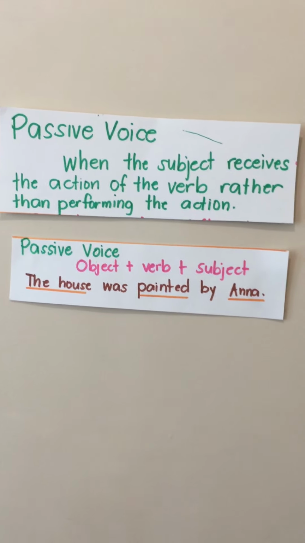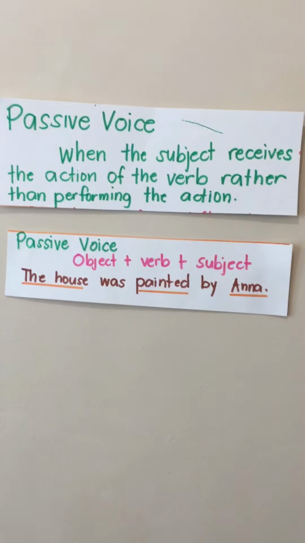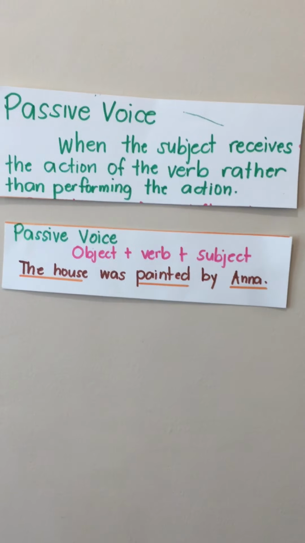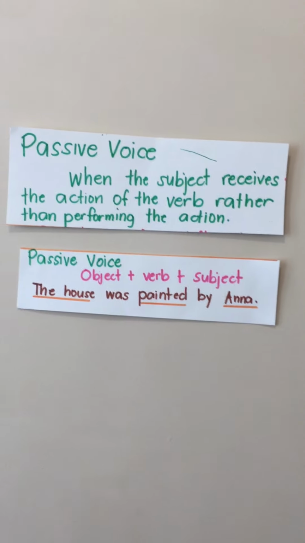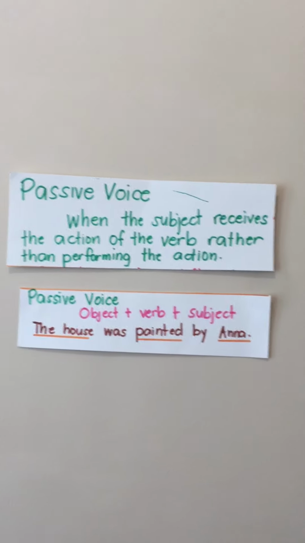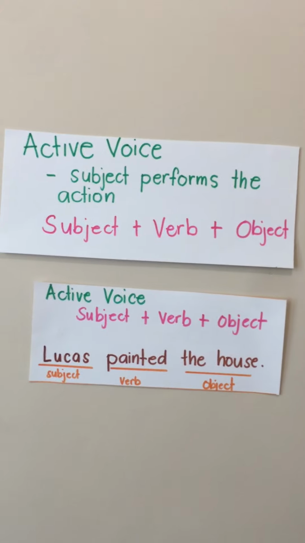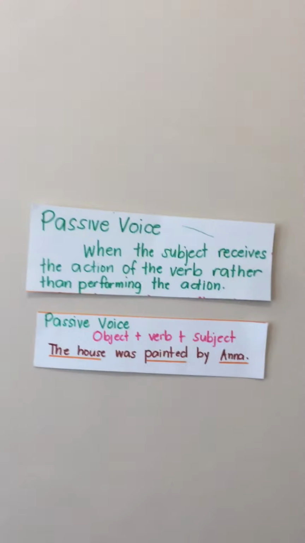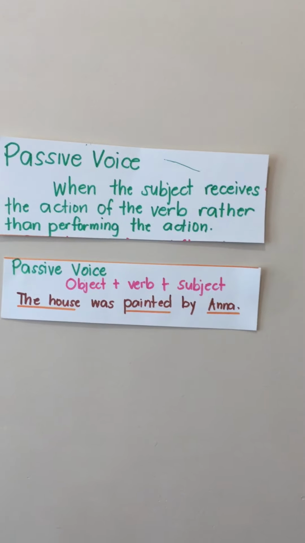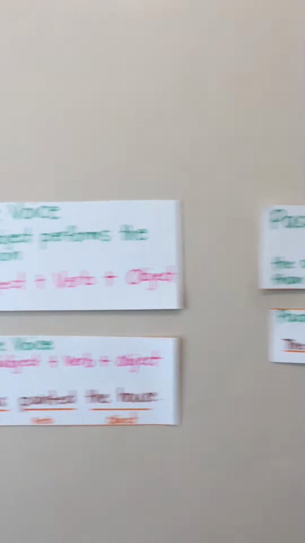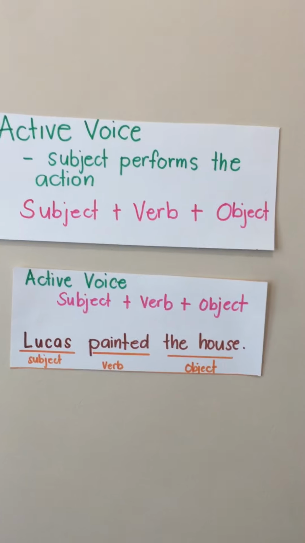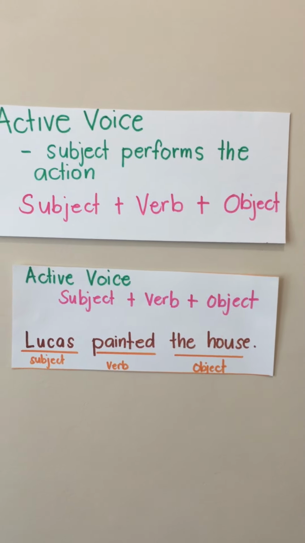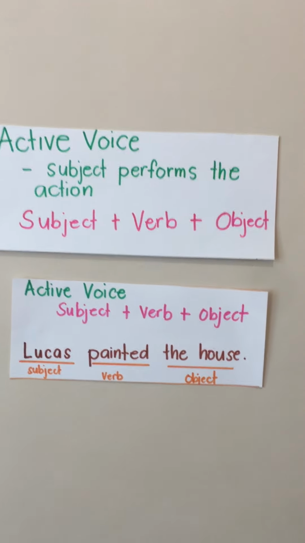The house is the object, painted is the verb, and then Anna is the subject. And in passive voice, the subject is not the doer of the action. Instead, it only receives the action of the verb. So if we compare it with active voice, where the subject is the doer of the action, passive voice is only the receiver of the action. Ngayon, balikan natin yung active voice. How can we change active voice to passive voice? What are the things we have to remember?